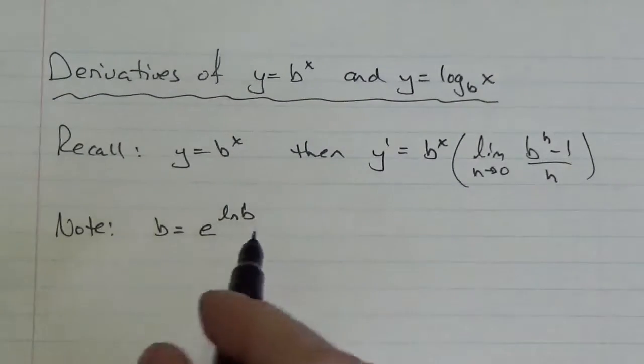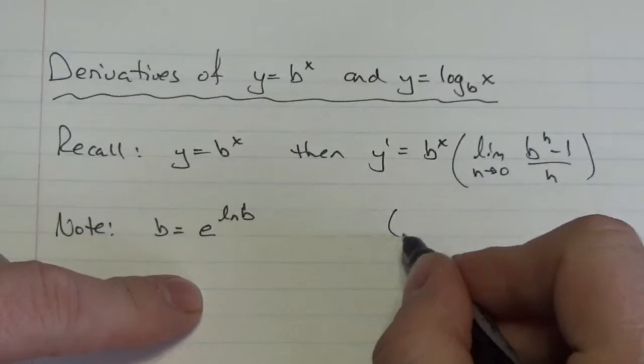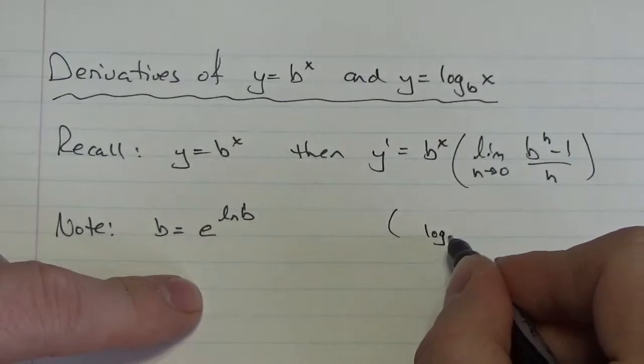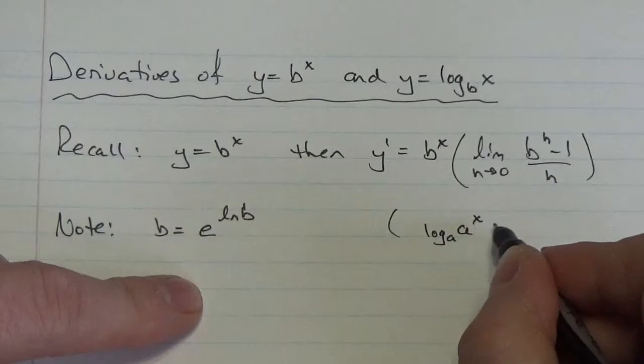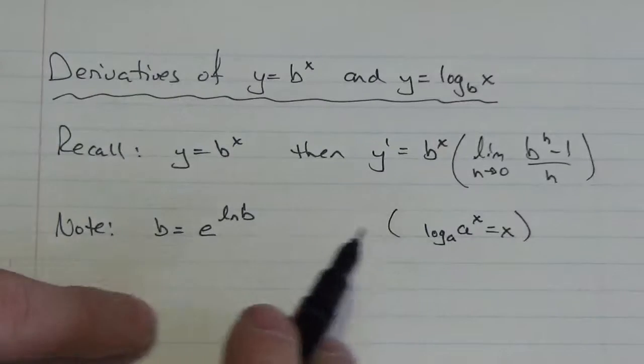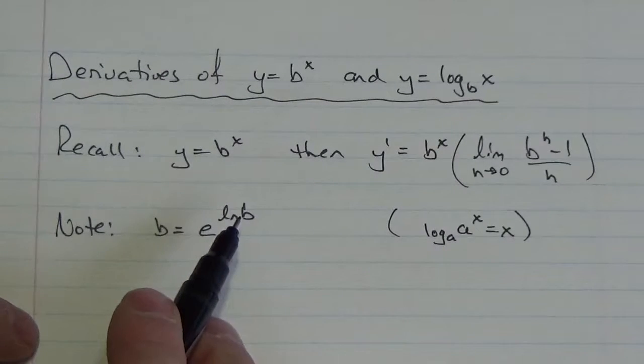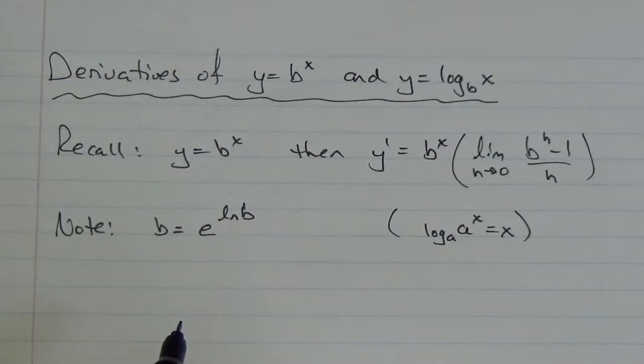Okay, I want you to think about your laws of logarithms. So remember here, as an aside, that if you've got log base a of a to the x, that is equal to x. That is really the rule that we're taking advantage of here. This is e to the log base e of b. So that's equal to b.